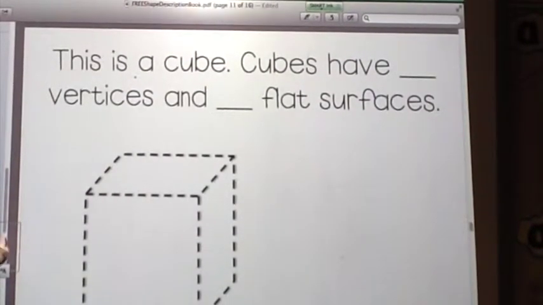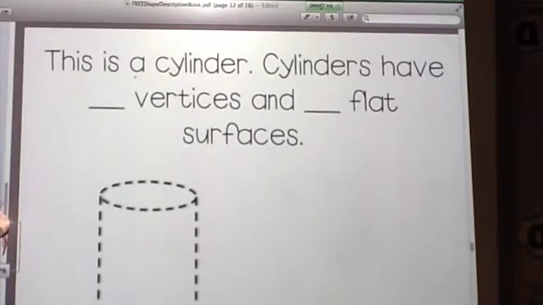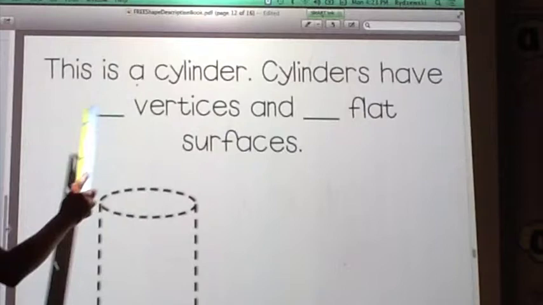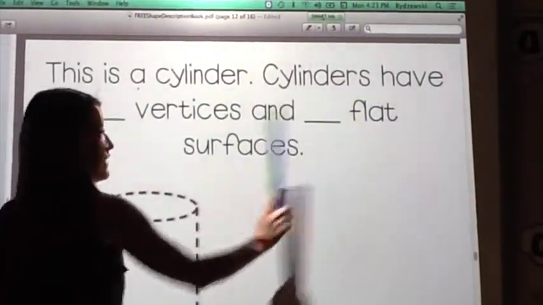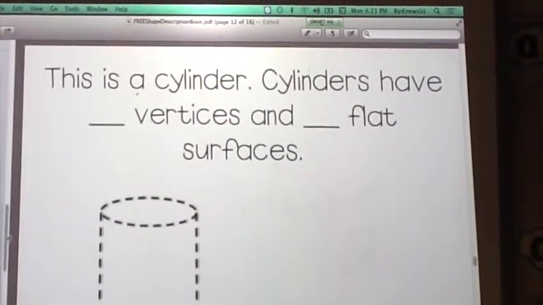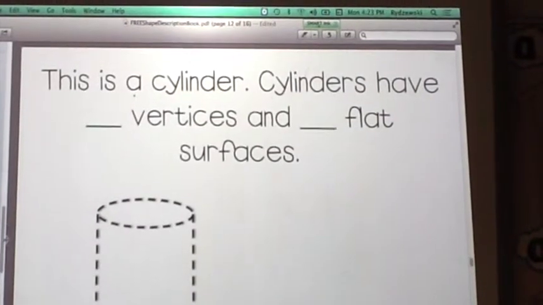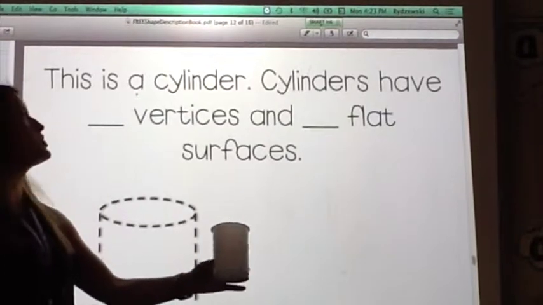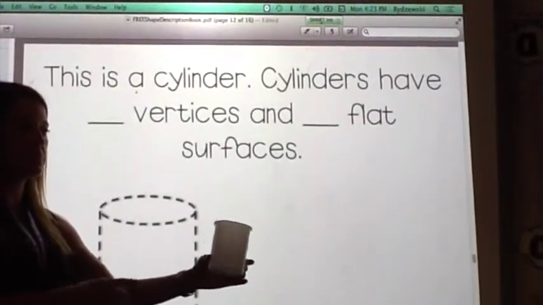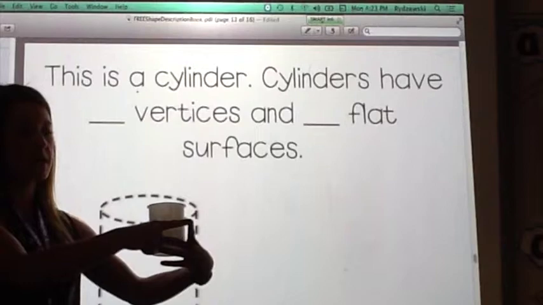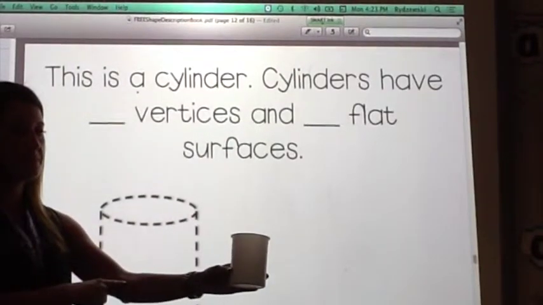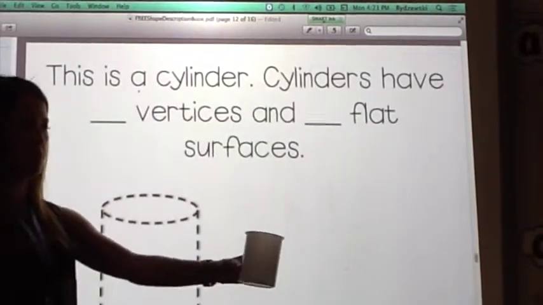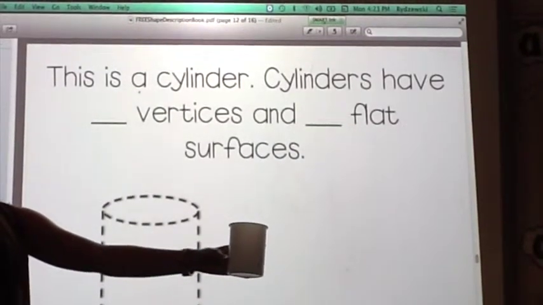Our next 3D shape is going to be a cylinder. Cylinders have blank vertices and blank flat surfaces. So I have an example of a cylinder as well. First we need to look and see if they have any vertices. Remember, vertices was where those two sides meet, or those two lines meet. So, taking a look at this right now, do you see any points on our cylinder?